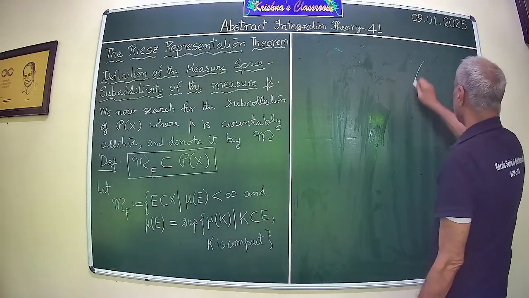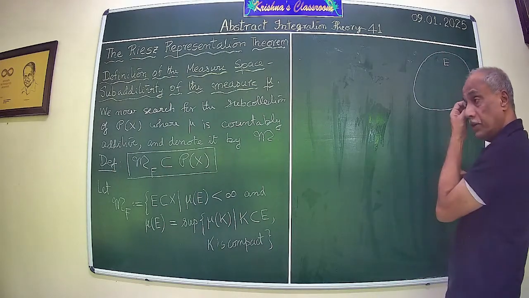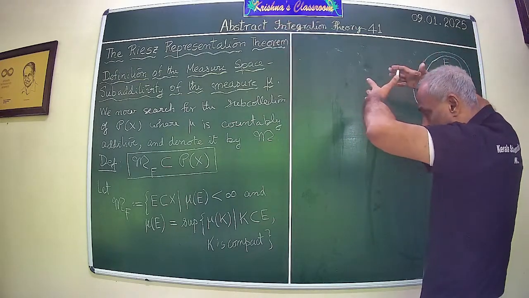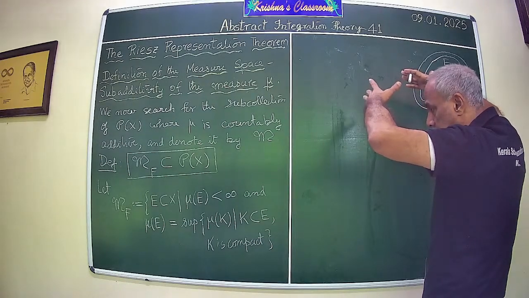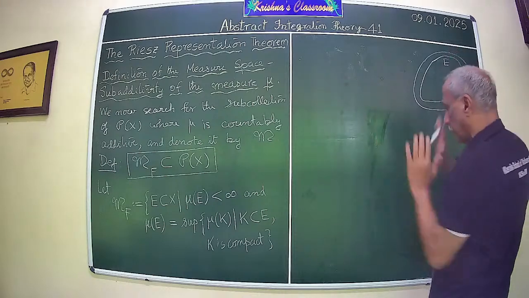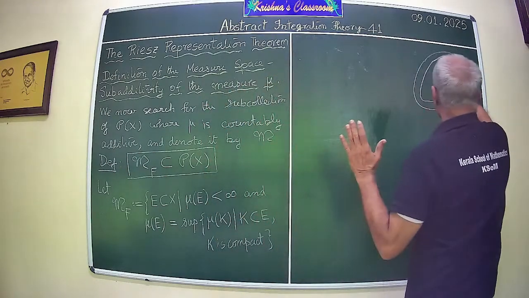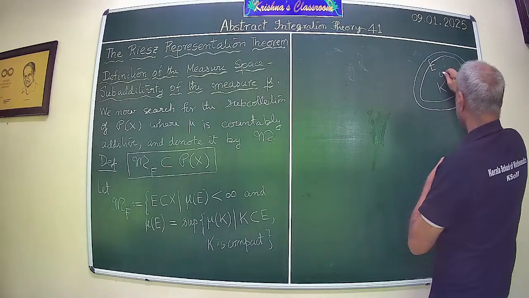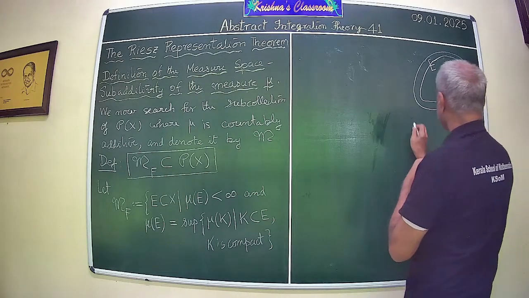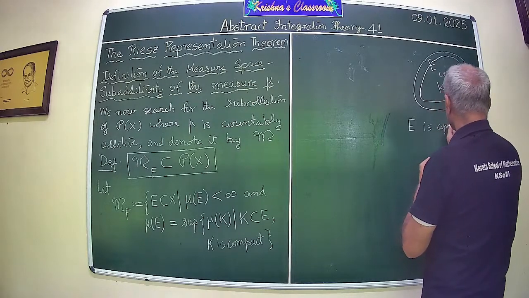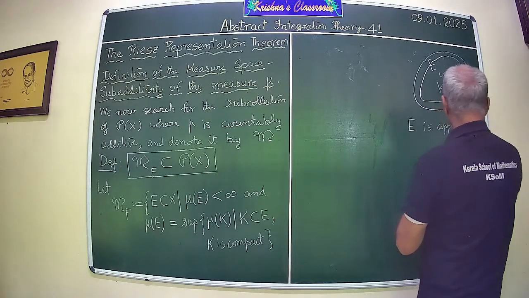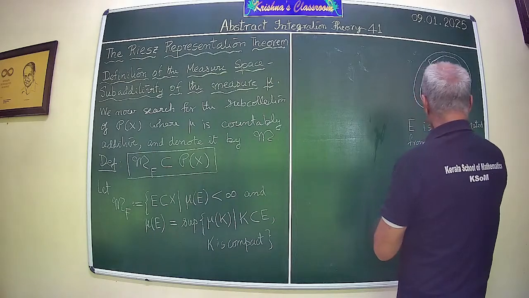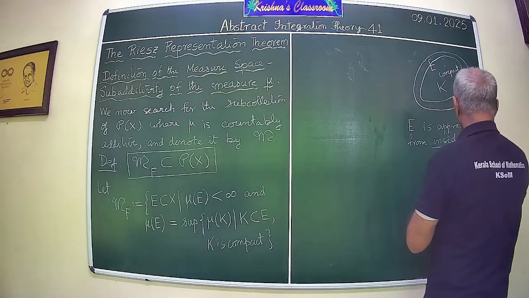So what we are doing is we are taking E. What we do is we try to approximate it from within. Earlier, you remember, we tried to approximate it from outside. That's how we defined mu E for every E. Now we are going to approximate it from within. This is your E by compact sets. So E is approximated from inside by compact sets.